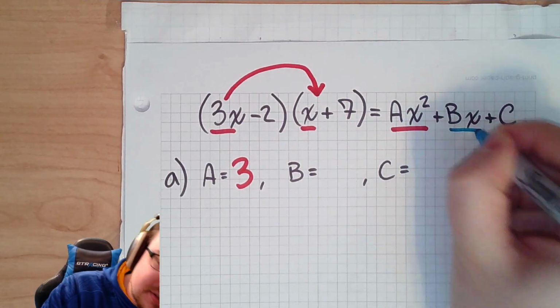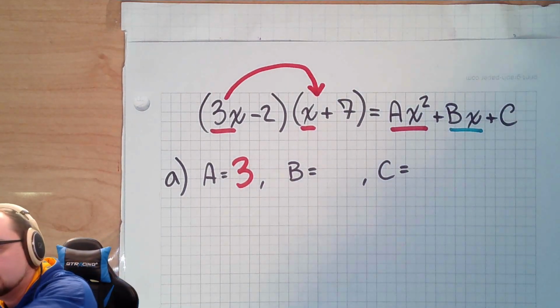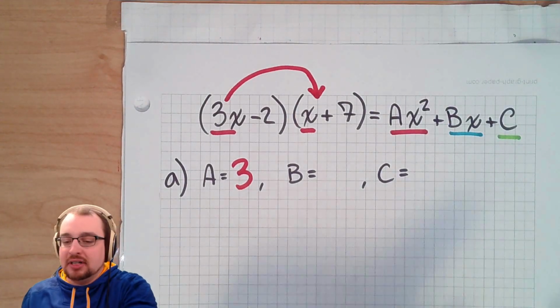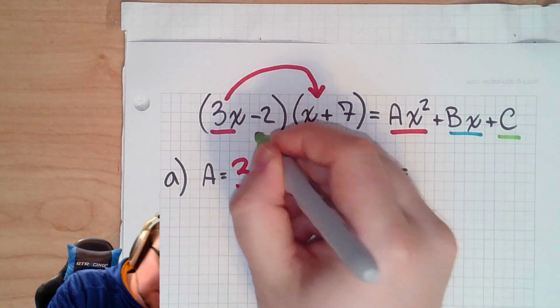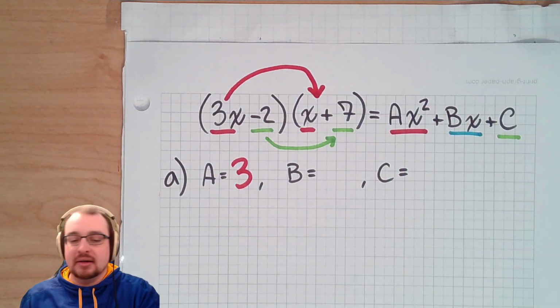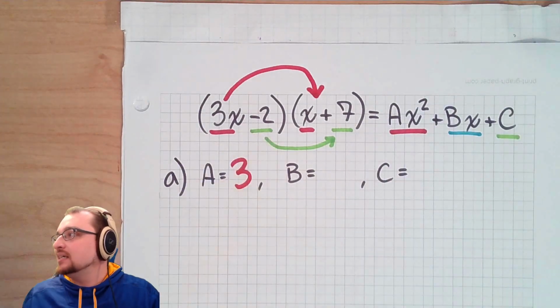For bx, it's a little bit more complicated, so we'll come back to that in a second. C is not so bad, though. We know where that's going to come from, right? See how it doesn't have any x's? The only way we could get numbers without x's is when we multiply these two, right? When we distribute, that's going to go to everything. When these two multiply, we'll get C.